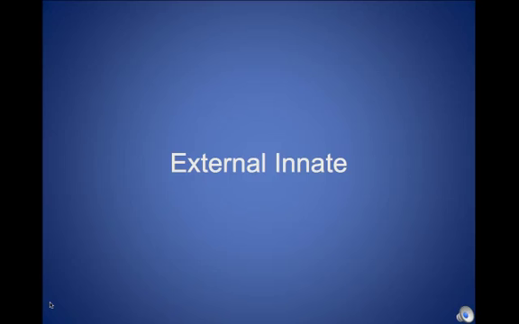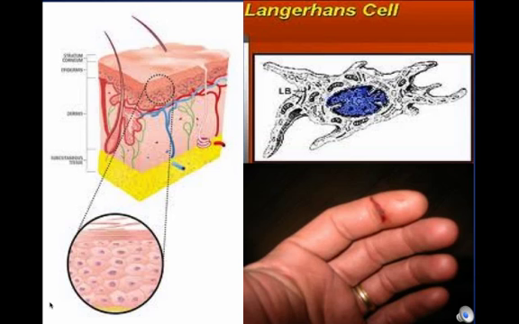This system is outside of the body and is not specific to pathogens. The largest and most recognized component of the external innate system is skin. Skin presents a physical barrier to pathogens by forming a continuous seal to prevent the pathogens from entering the body.